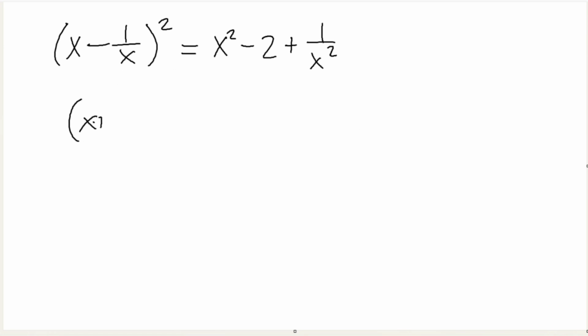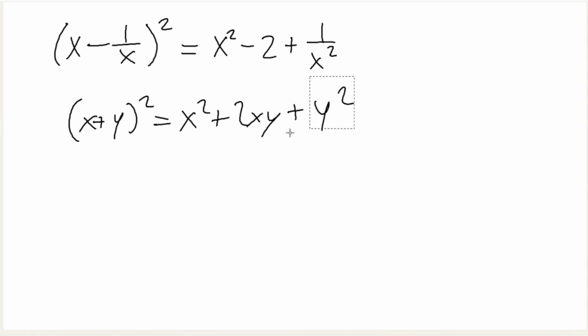I want you to understand that the square of x minus 1 over x is equal to x squared minus 2 plus 1 over x squared. I'm assuming you know this identity: x squared plus 2xy plus y squared. Notice that this times this is equal to 1, so that's why we only get 2.